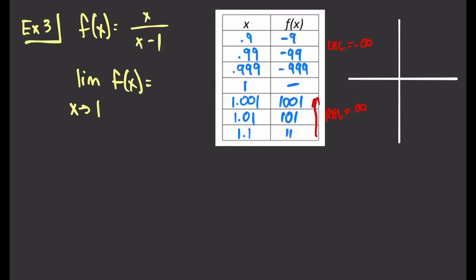So the limit does not exist because you're pointing to two different numbers. So the solution here, or the answer I should say, is does not exist. This limit does not exist. Now, what does this graph look like?